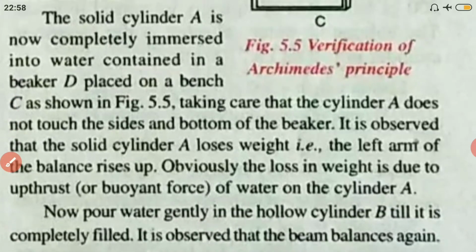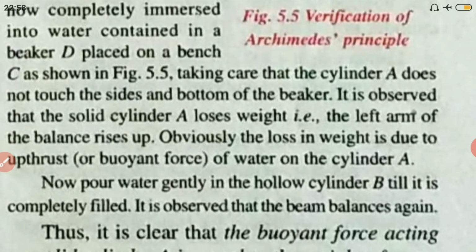Now, taking care that the cylinder A does not touch the sides and the bottom of the beaker, it is observed that the solid cylinder A loses weight, that is, the left arm of the balance rises up. Obviously, the loss in weight is due to the upthrust of water on the cylinder A. Now, how much should that upthrust be?